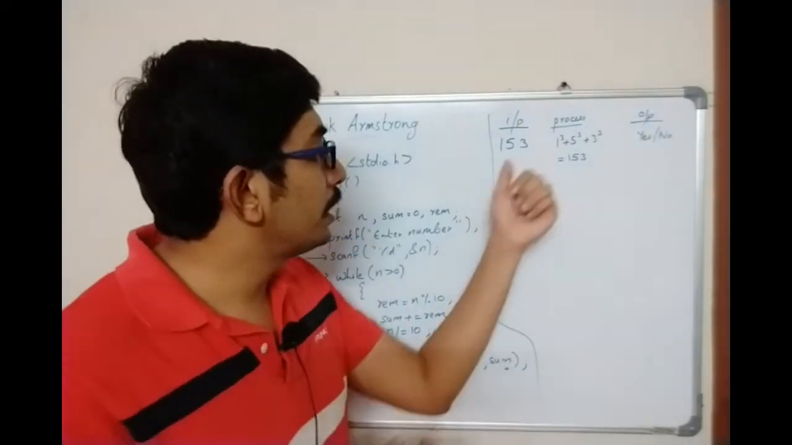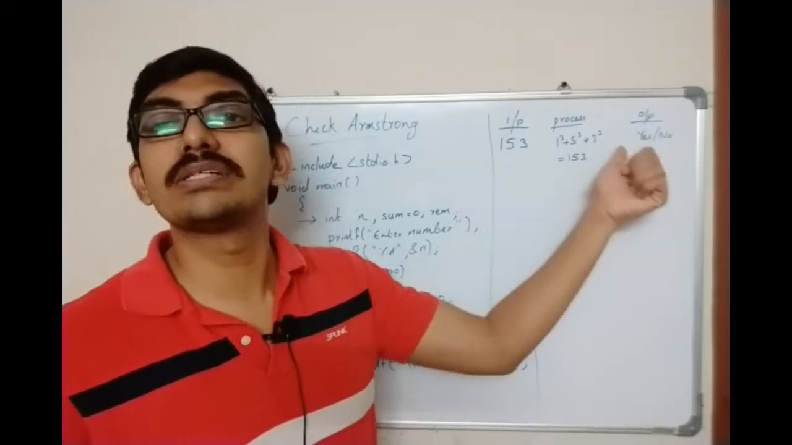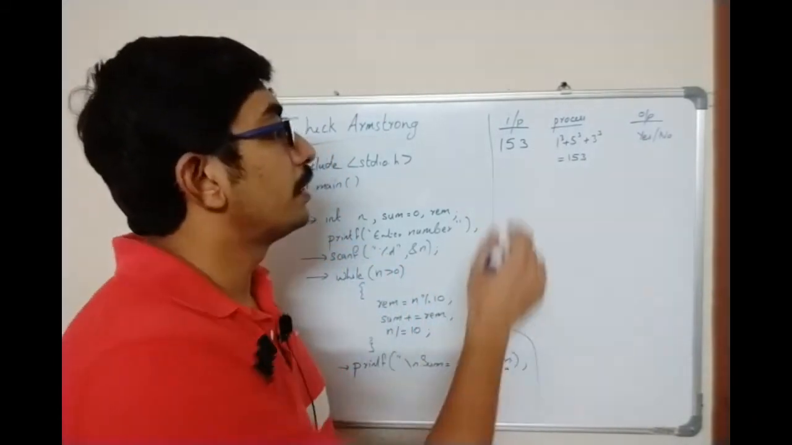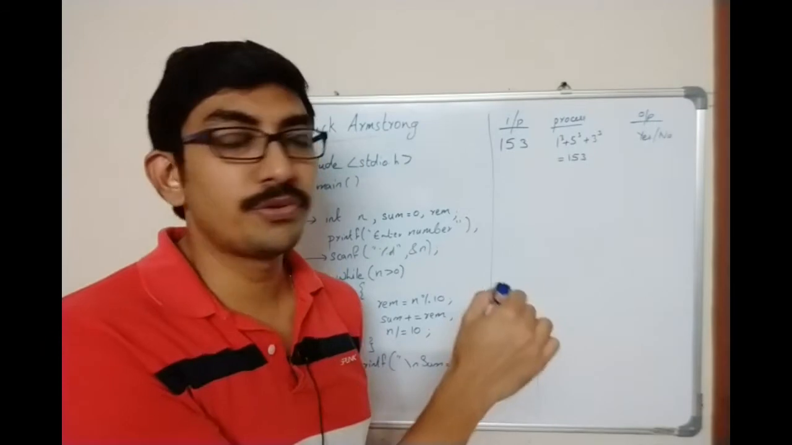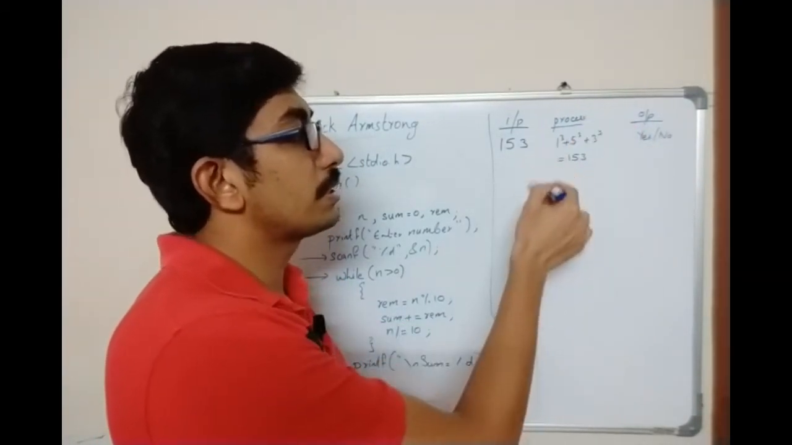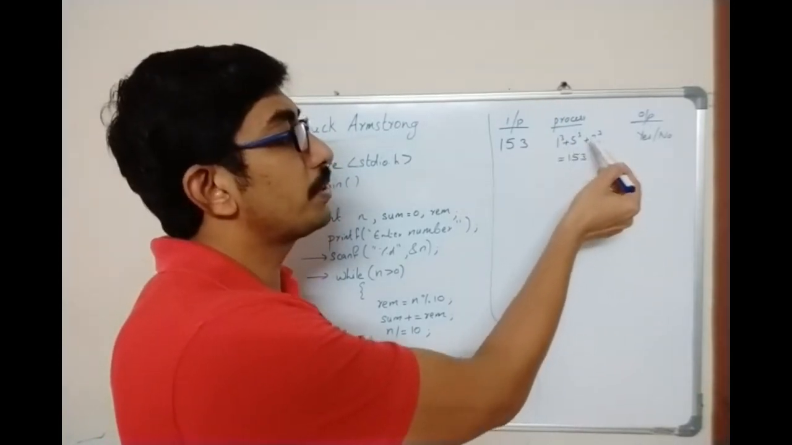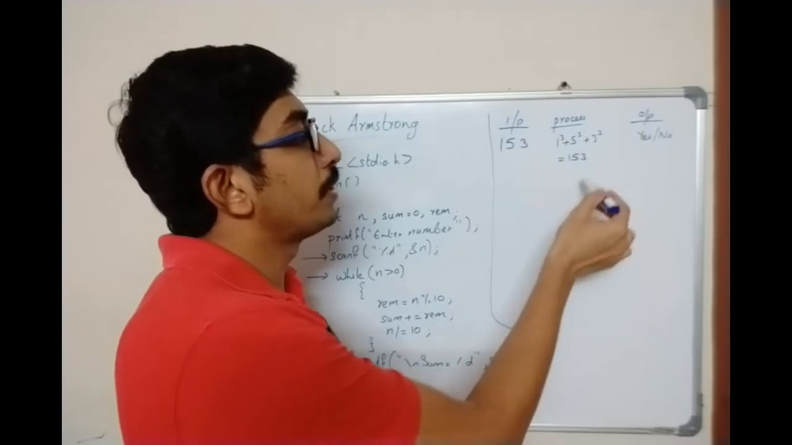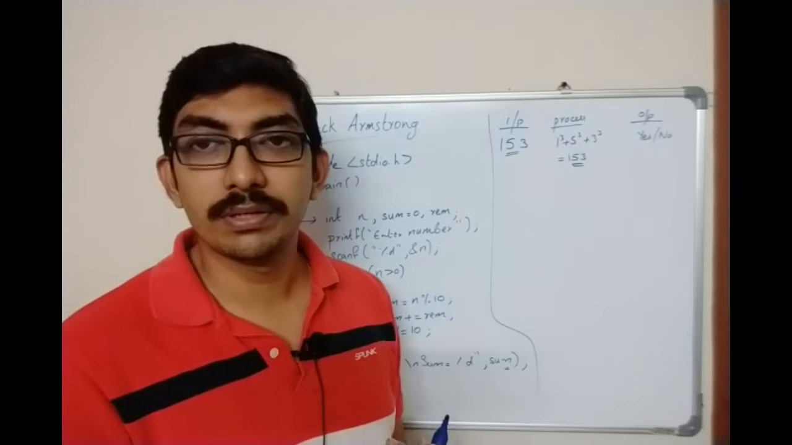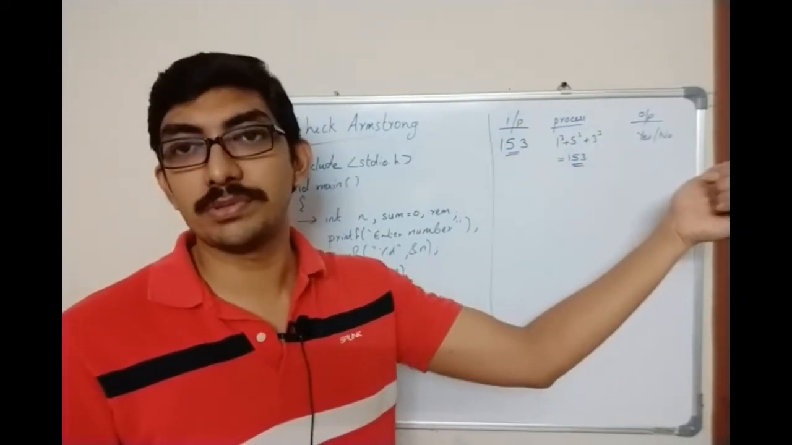Again I have to extract each digit, find the cube of each digit, and find the sum of the cubes of each digit. That is the process. If the number is 153, what I have to find is 1 cube plus 5 cube plus 3 cube. In this case the result will be 153, that is 1 plus 125 plus 27, which is 153, and you can see the result is the same as the original number. If the original number and the result are the same, I can say it is an Armstrong number.